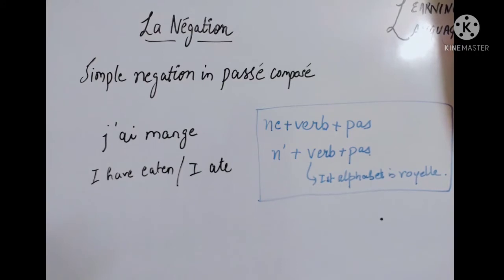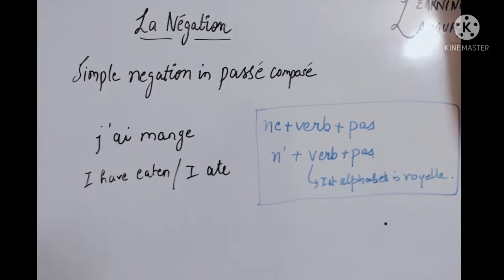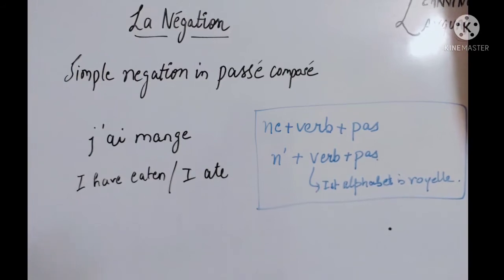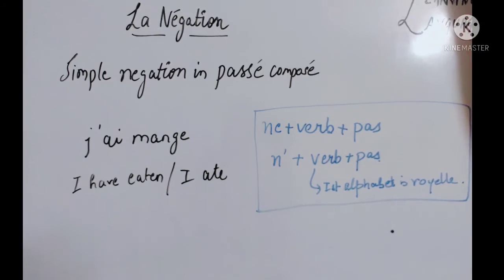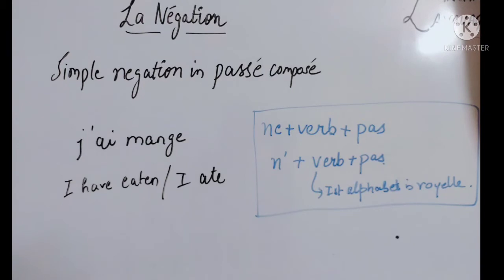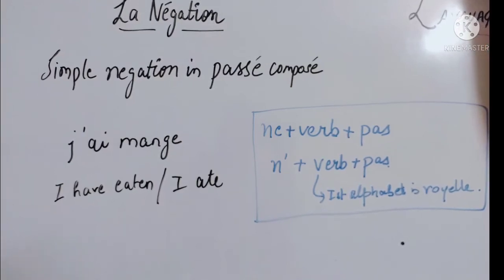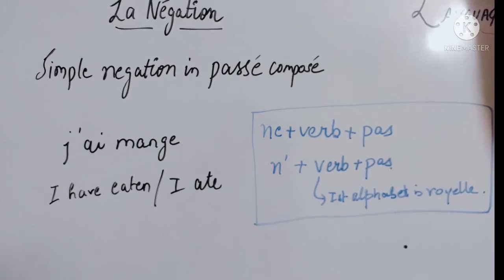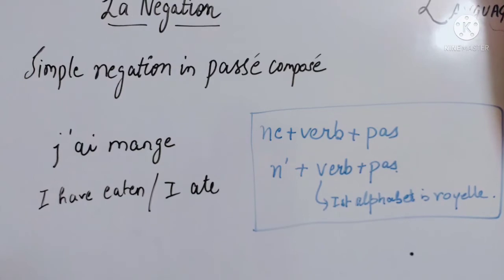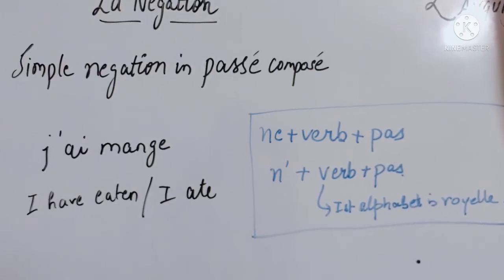The example is "j'ai mangé", which means I have eaten or I ate. To translate it to negation, we need to think of I have not eaten, or in English, I did not eat, also an option. But once you know I have eaten, only then you will be able to make it negation, because things don't work in the same way as they do in English. Translating I didn't eat is a bit difficult for English speakers, but we have to memorize it, or it should come into our practice so that we remember it by heart.